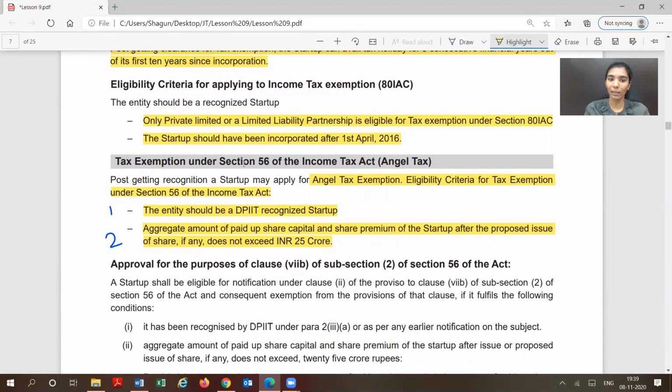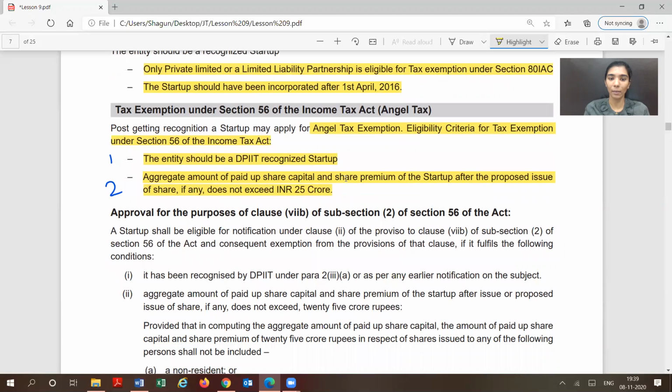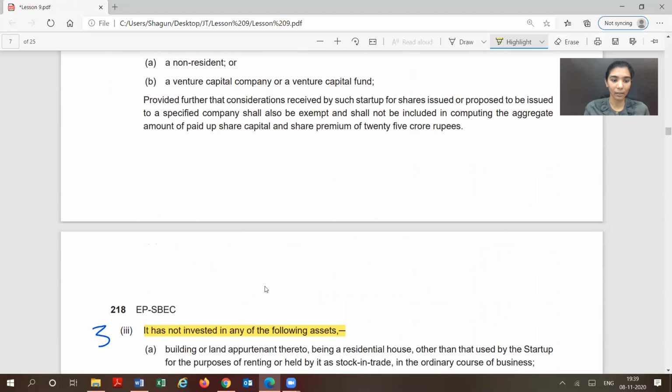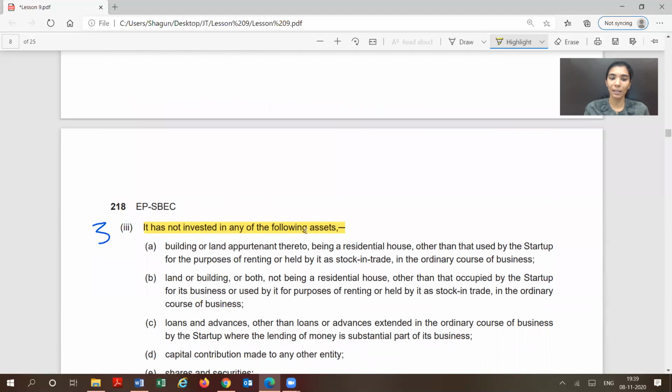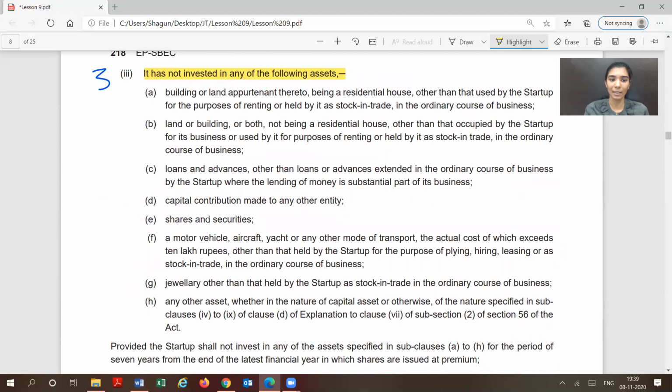There is additional benefit under section 56 of the Income Tax Act, and it's called angel tax. And to be eligible for this, the entity should be a DPIIT recognized startup. Secondly, aggregate amount of paid up capital plus share premium जो होगा after the proposed issue of shares should not exceed 25 crore. And third criteria, it should not have invested in the following assets, and then ये assets के नाम briefly आपको याद रखने.